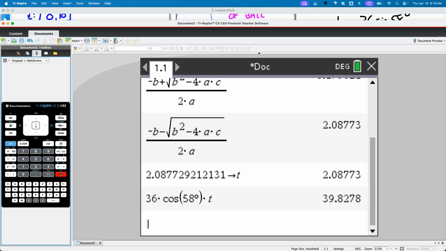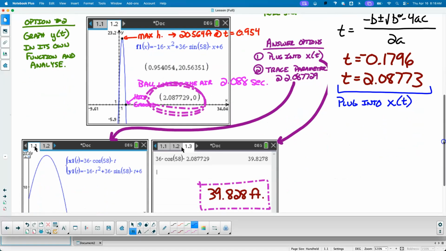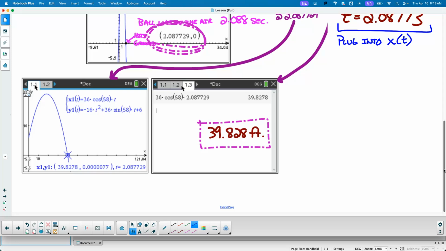And so that then is 39.8278 feet, which we found the other day to be 39.8278 feet. Okay? Right? If we needed to find the maximum height of the ball, what we would have to do, here, actually, let me expand on this blueness here.